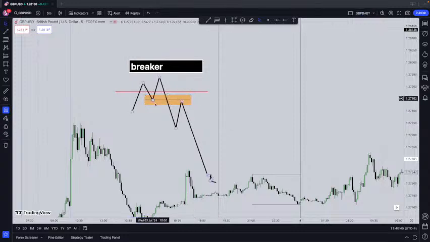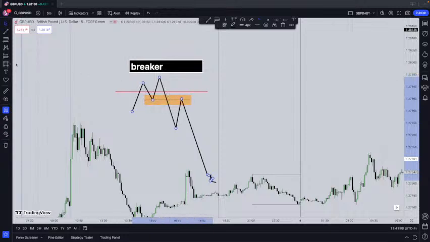So we're looking for price to return back into this low. We want to look at the last down close for a bearish breaker. We want to look at the last down close candle: high, low, high, high, break lower. We look for the last down close candle before the up move, and then we want to see price return to it. That will offer us a sell.